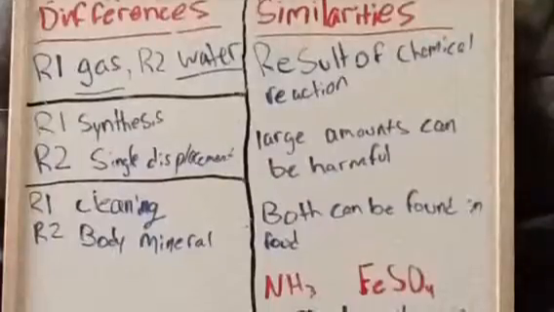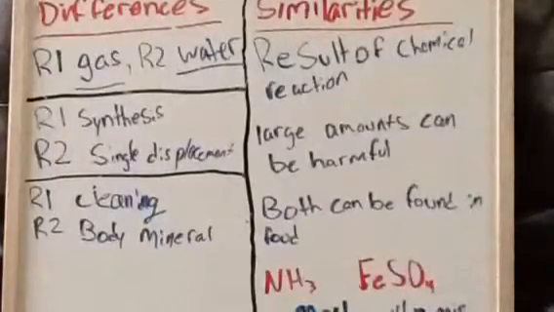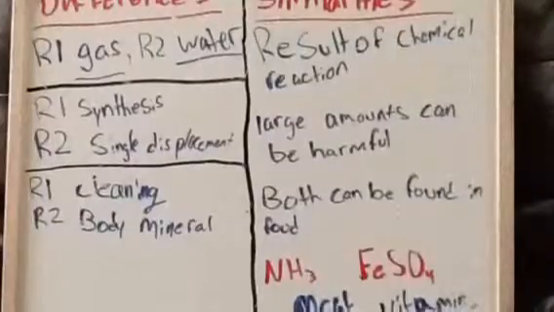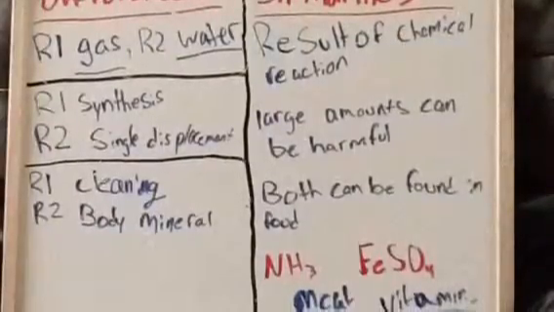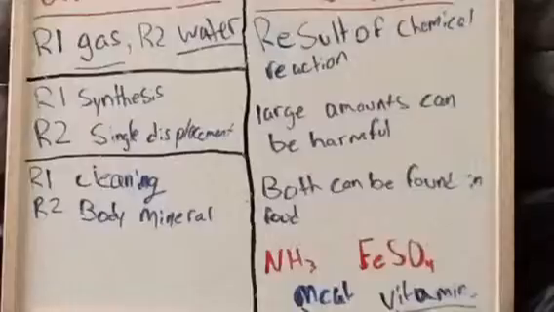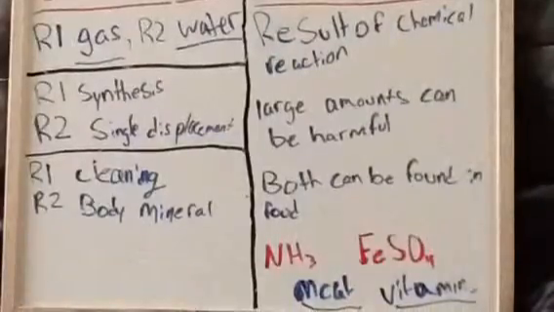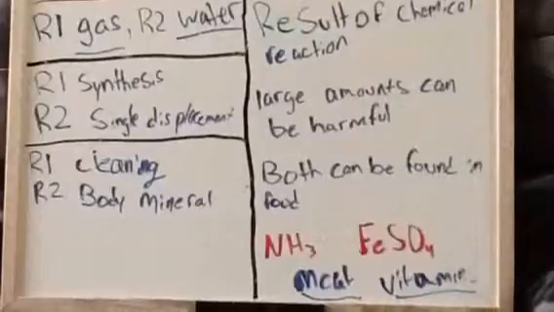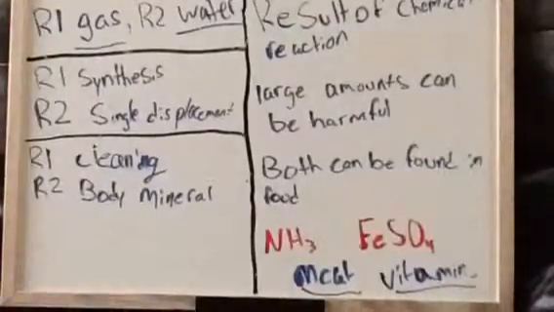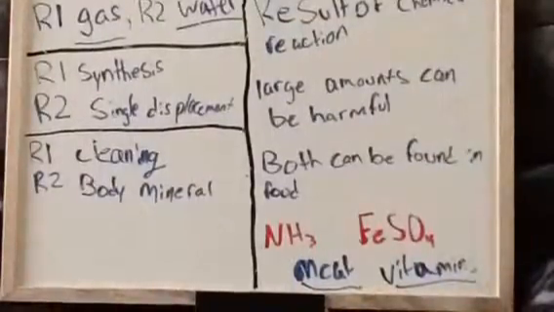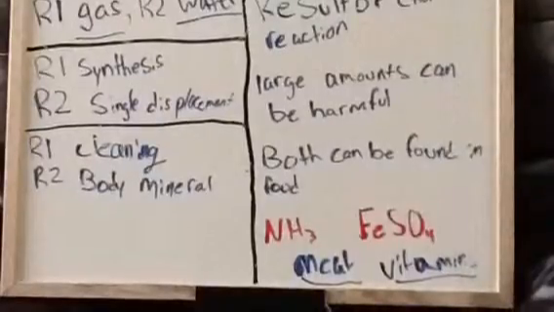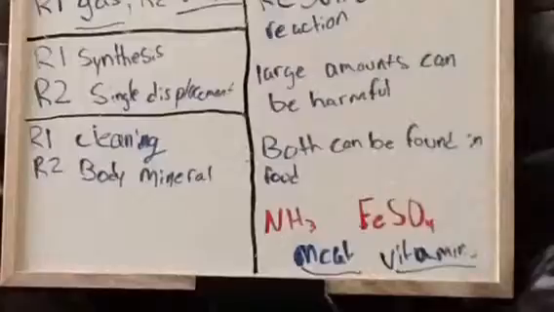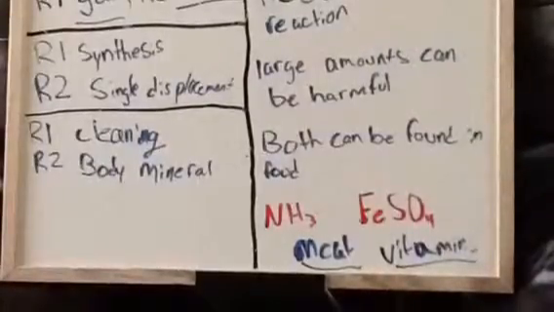Here we will be talking about similarities and differences between the 2 reactions. Some differences are, in reaction 1, it is a gas. In reaction 2, it is soluble in water. In reaction 1, synthesis occurs. In reaction 2, single displacement occurs. In reaction 1, it is used in cleaning products. In reaction 2, it is a body mineral. Some similarities are, they are both a result of a chemical reaction. Large amounts of either substance can be harmful to the human body. Both can be found in food, such as meat or vitamins.